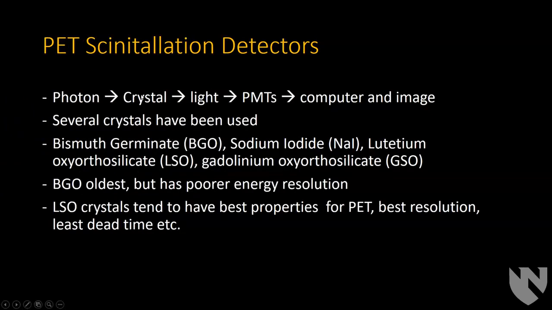So what happens is there's a photon released from the positron annihilation that hits the crystal, which creates light, and then goes to the photomultiplier tubes or the digital detectors, and then goes to the computer and makes an image. Different kinds of crystals have been used. Bismuth germanate would be the oldest, but it has poor resolution. The lutetium-based crystals, so LSO and then LYSO, are the newer ones that have better performance.